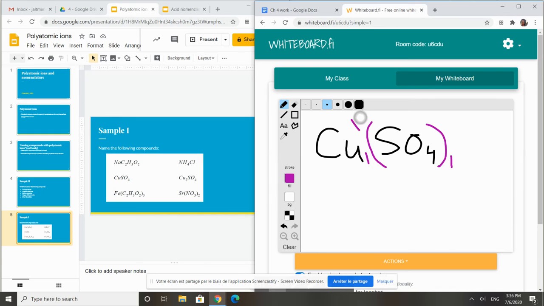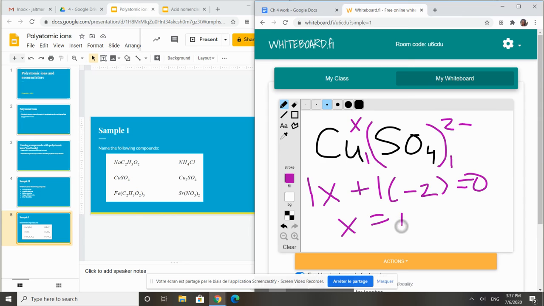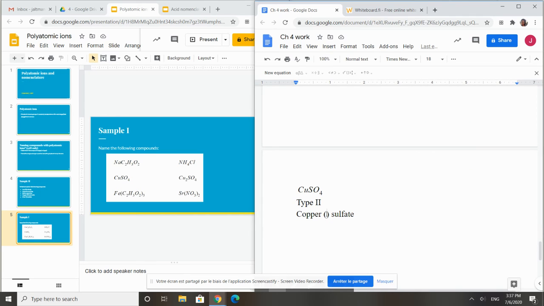I don't know what the charge of copper is. Sulfate has a charge of 2 minus, and then otherwise it works the same as before. So 1 times x plus 1 times -2 is equal to 0. X is equal to +2. So it is copper 2 sulfate.